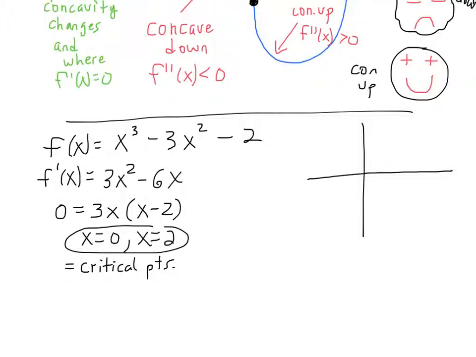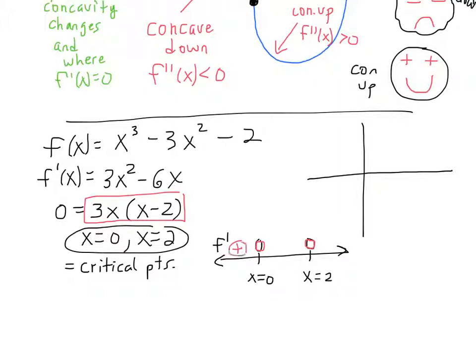Let's make a quick sign diagram for this. So we're going to label it f prime. So we have x equals 0, x equals 2. The first derivative was 0 at each of those points. I'm going to put a 0 there above each of these. To the left of 0, let's test something like -1. And I'm going to test it in the factored form of my derivative. If I plug in -1, I have a negative times a negative. That gives me a positive.